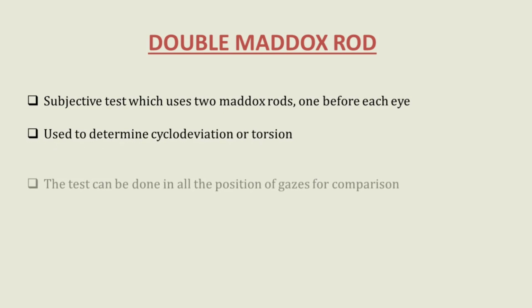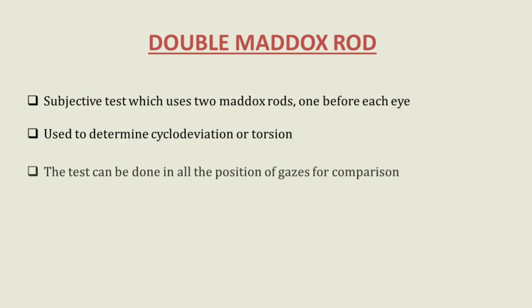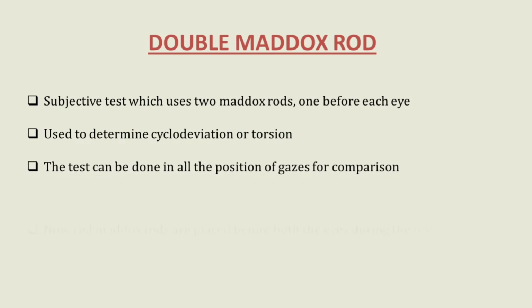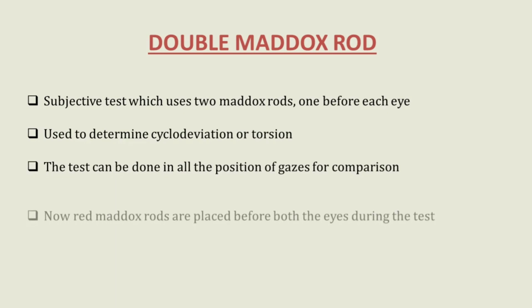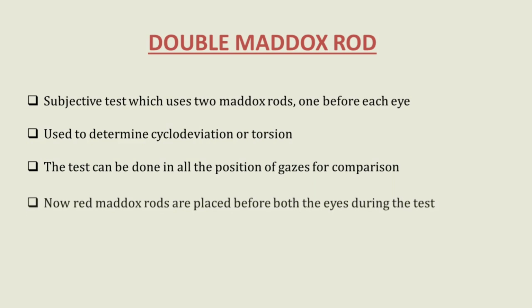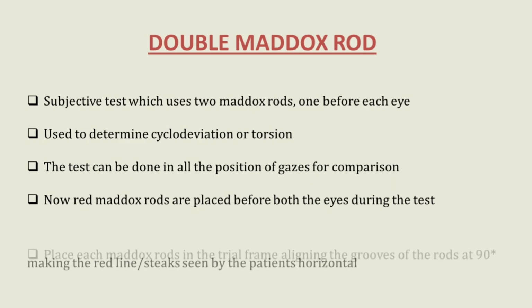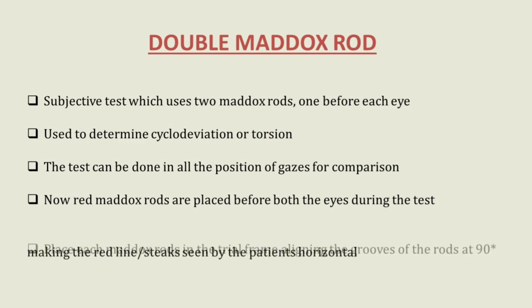Now, a red Maddox rod is placed before both eyes during the test. Place each Maddox rod in the trial frame, aligning the groove of the rods at 90 degrees, making the red line streak seen by the patient horizontal.